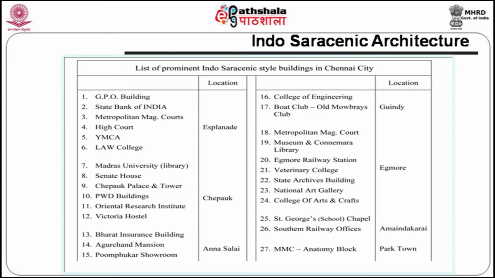We have the General Post Office building, State Bank of India, Metropolitan Magistrate Court, High Court, YMCA building, Law College. We call it different areas. The first six buildings come under the area called Esplanade. The second six buildings come under the area called Chepak: Madras University, Senate House, Chepak Palace and Tower, and next is a PWD building, Oriental Research Institute, Victoria Hostel.